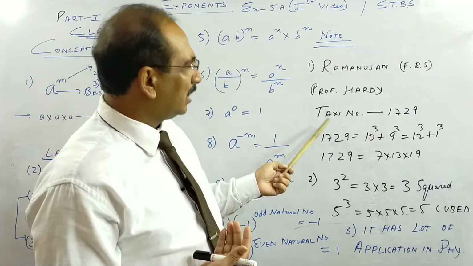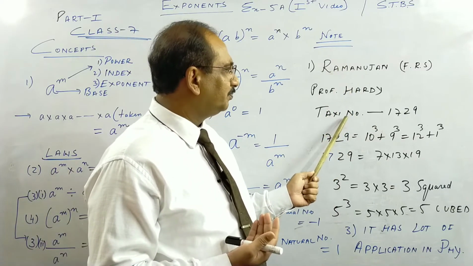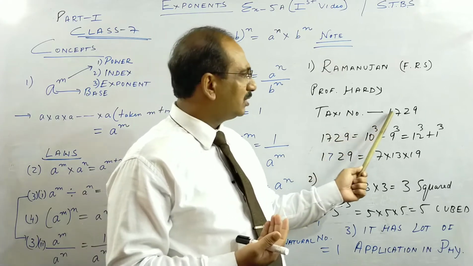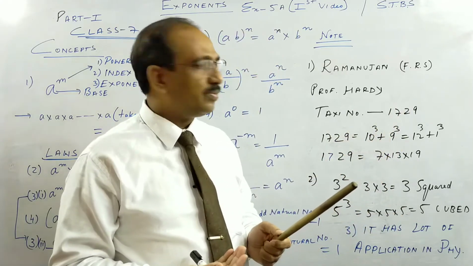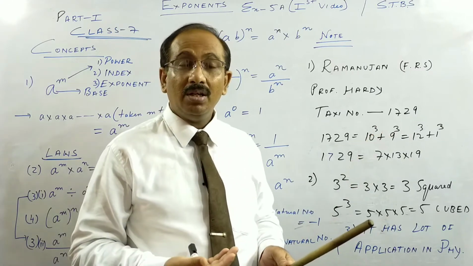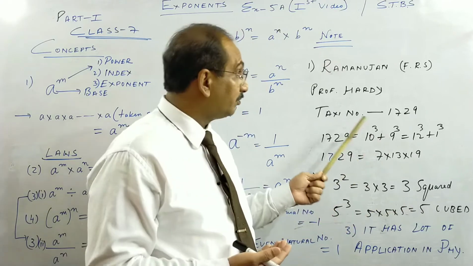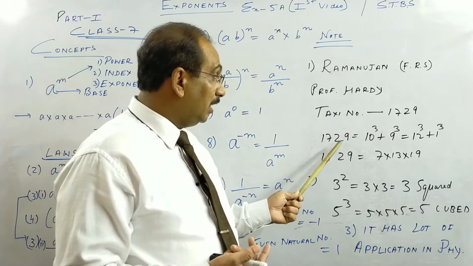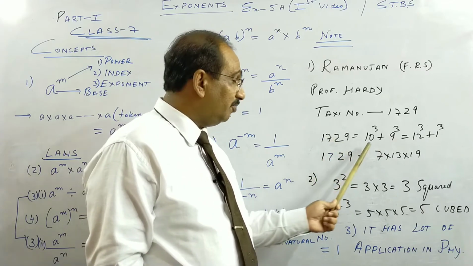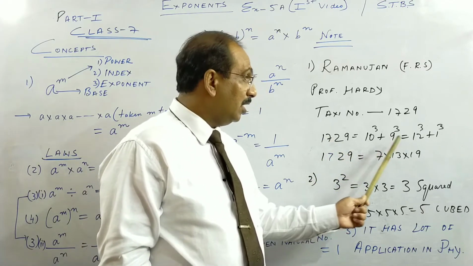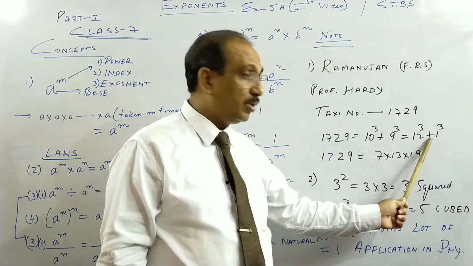Professor Hardy told Ramanujam, "I have come in a taxi whose number was very unlucky, 1729. It's a very unlucky number." Ramanujam, though he was very sick at that time, said it is a very special number. Why? This is the smallest number which is the sum of cubes of two numbers in two different ways.